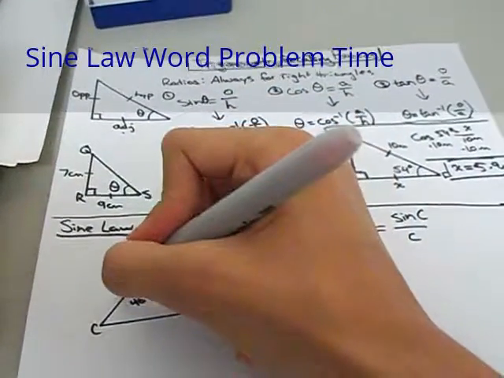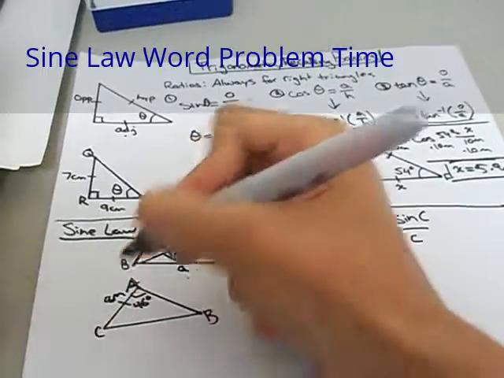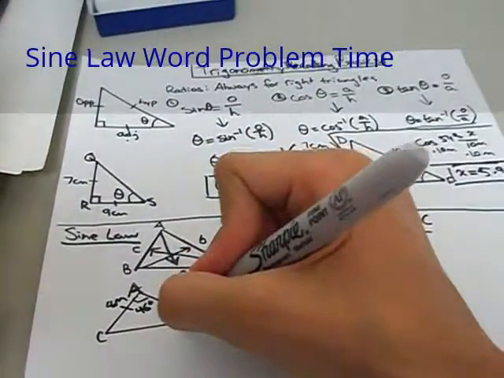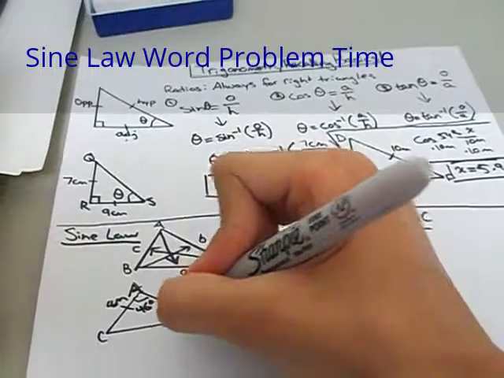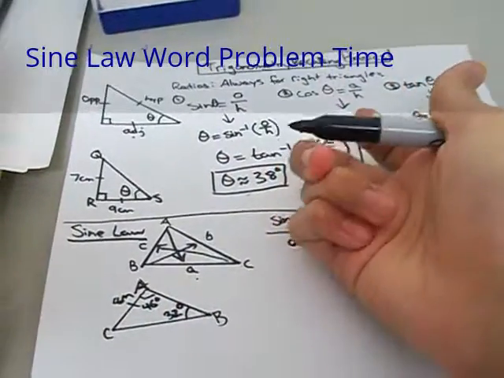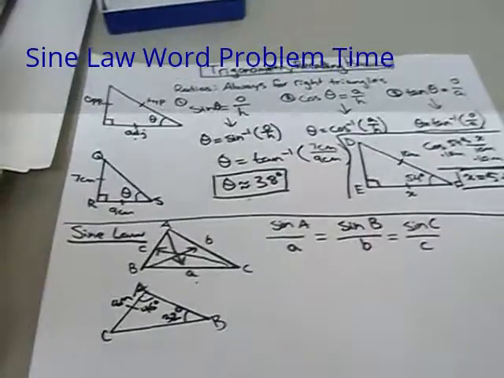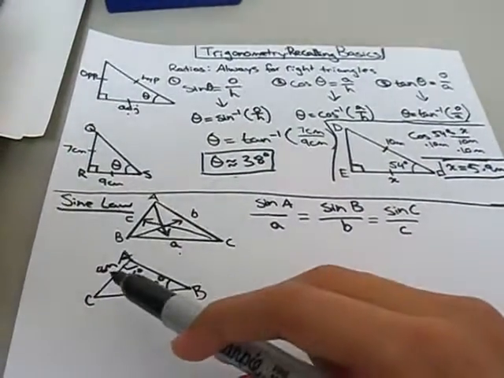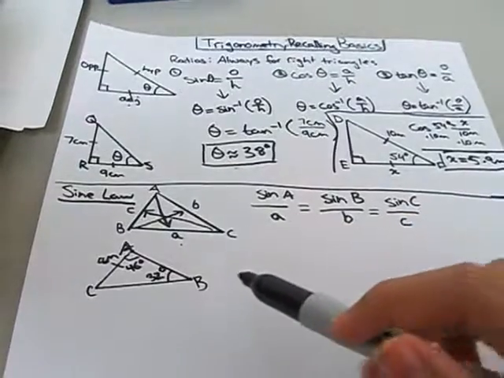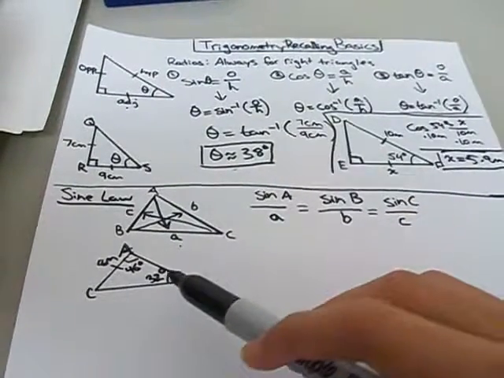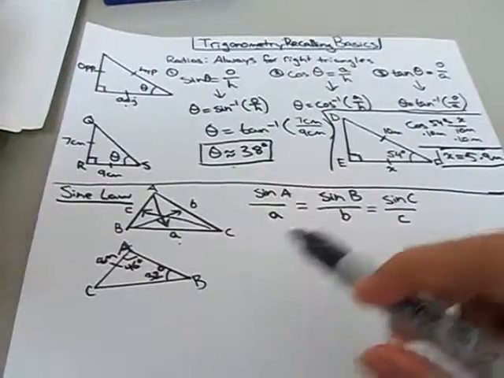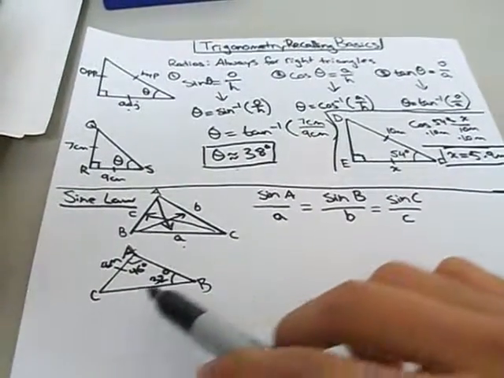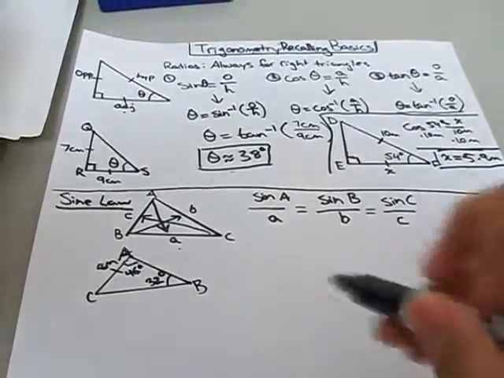AC is 8 meters, and the angle opposite AC is 32 degrees. Find the length of BC. Given a side length, 8 meters, and its opposite angle, which is 32 degrees at angle B, and I'm also given another angle, and I need to find its opposite, which is BC.